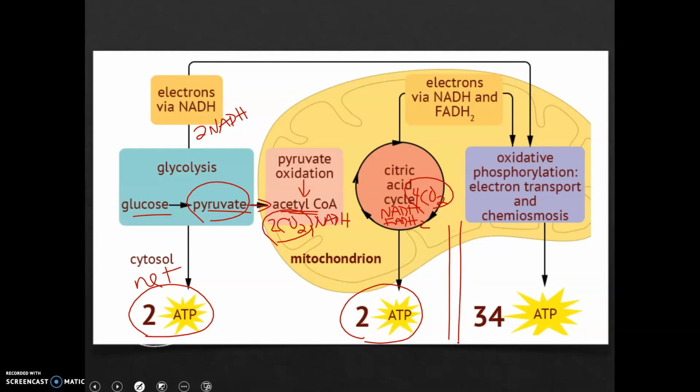Then our very last step, the electron transport chain, takes all the electrons and hydrogens from NAD and FAD, and we end up making, they say 34 here, really it's 32 in most animals. Again, we're not going to get into the details of it.